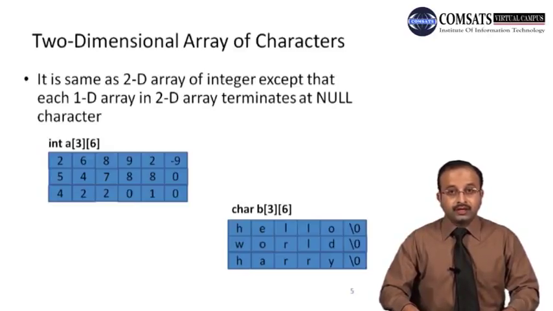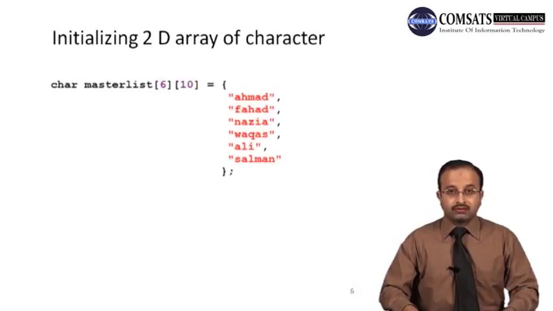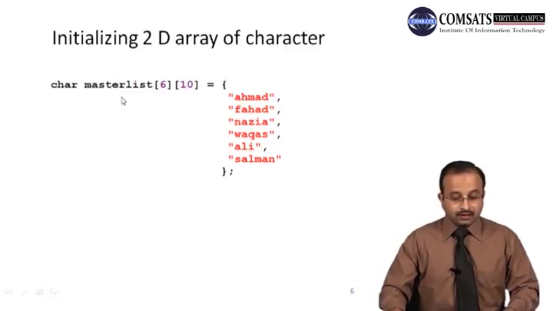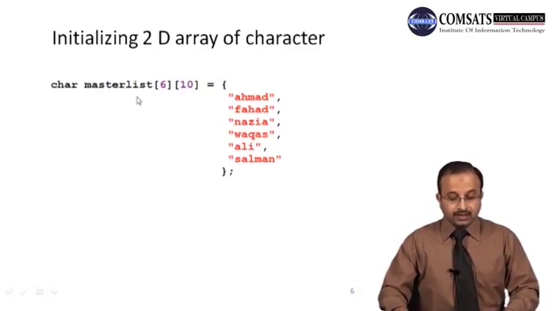But in a 2D array, each 1D array terminates at the null character, as shown in the slide. Now, initializing a two-dimensional array of characters. This is one way of initializing a two-dimensional array of characters, and that is initializing at declare time. So you are declaring a two-dimensional array, that is master list. It contains 6 rows and 10 columns.